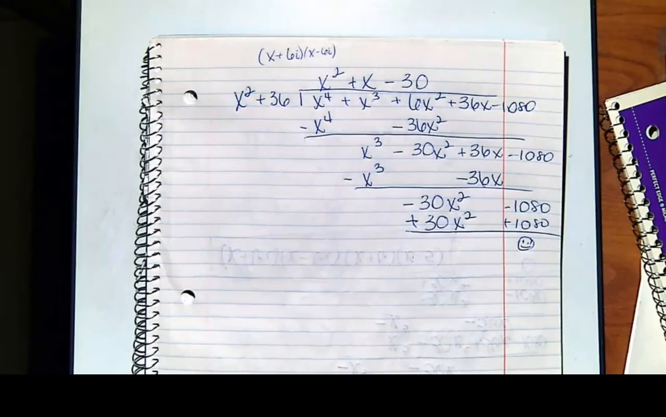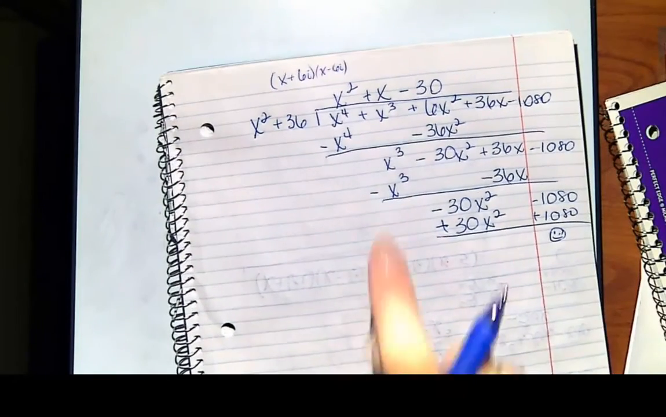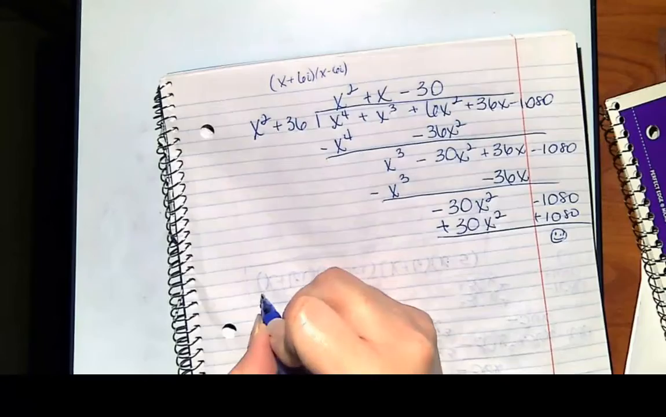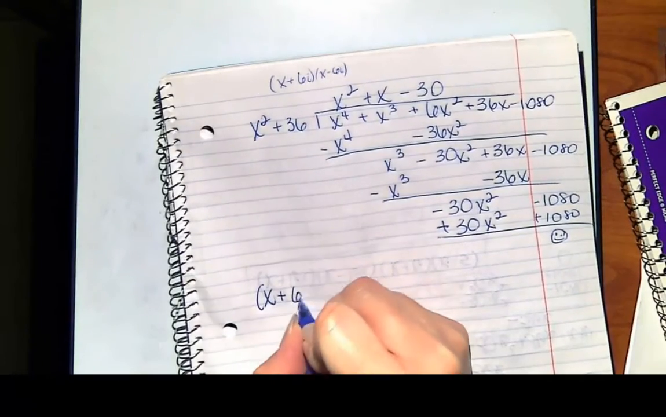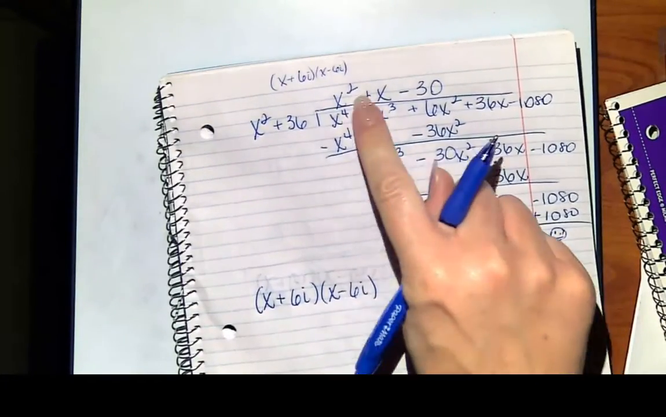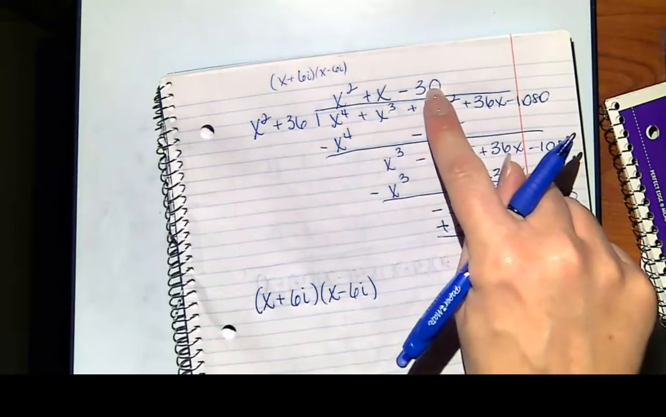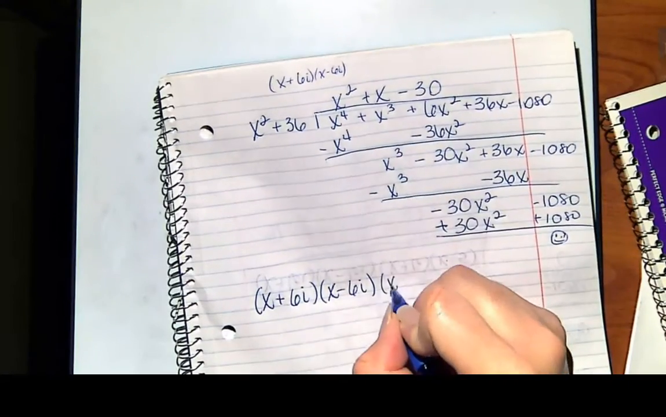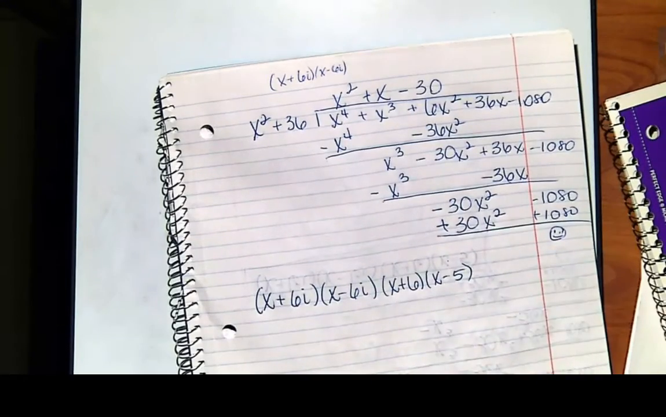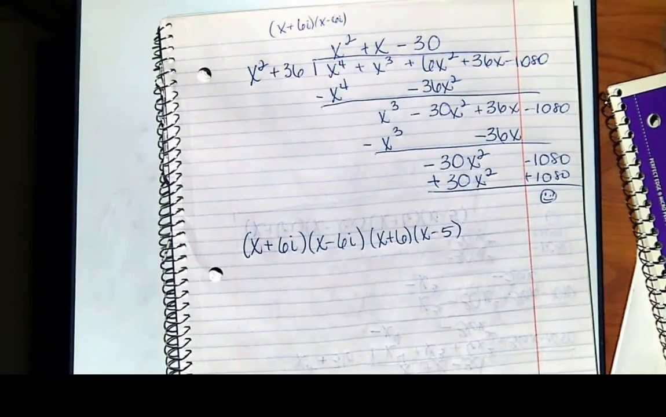All right, so all that's left is to factor down what I've reduced this to. So these two multiplied together was an x plus 6i and an x minus 6i. And then this factored down is an x plus 6, x minus 5. So that is the factored form of the original polynomial.